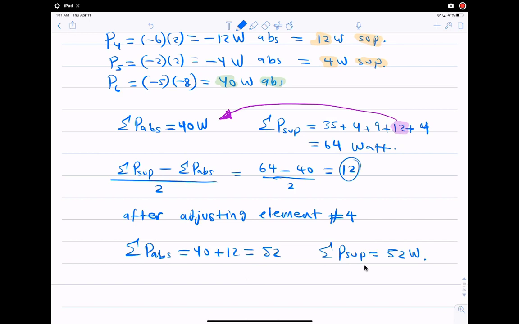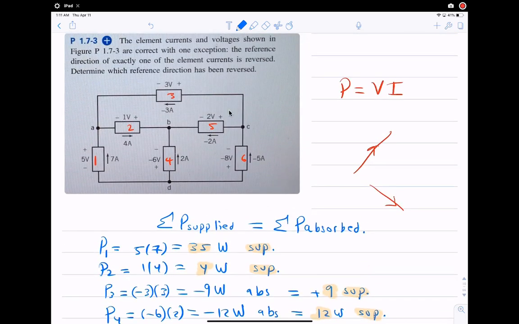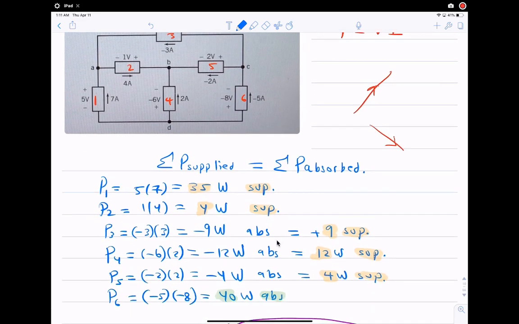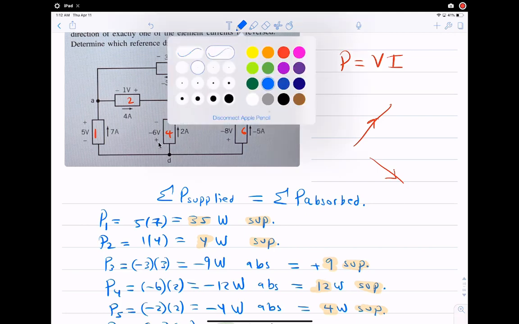But the question is, how would I do it on the circuit? How would I reverse the polarity? Now, where is the 12 watt element? This is element number 4. So I'm going to go on the circuit to element number 4 and see there's a negative on top and a positive at the bottom. I'm going to change those two. I'm going to switch the polarity.